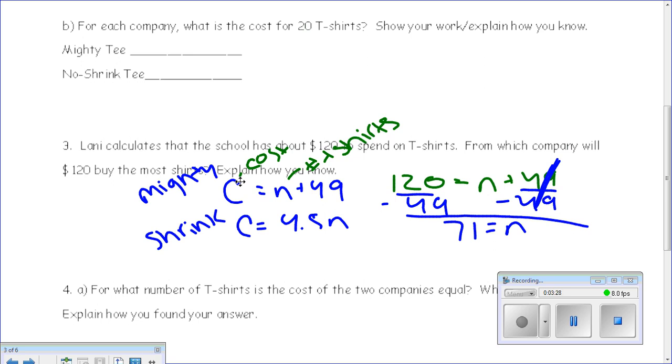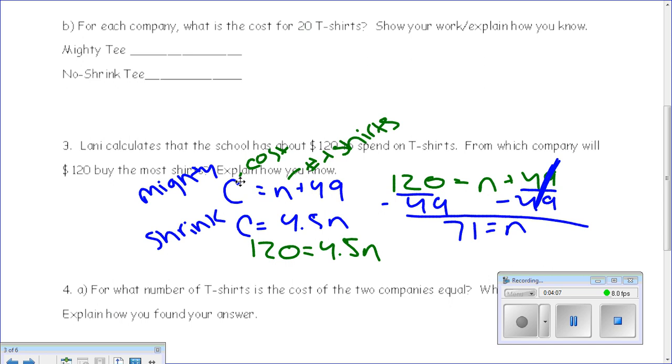So we're going to do the same exact thing for No Shrink. But they have a different equation. They have C equals 4.5N. We want to get N by itself. And how are we going to calculate that for No Shrink? Eden, how would we set up the equation? Yeah, so what would I have on my left-hand side? What would I put in place of C? 120 equals 4.5N. So they're multiplying 4.5 times N. We want to get N by itself, so we're going to do the opposite.